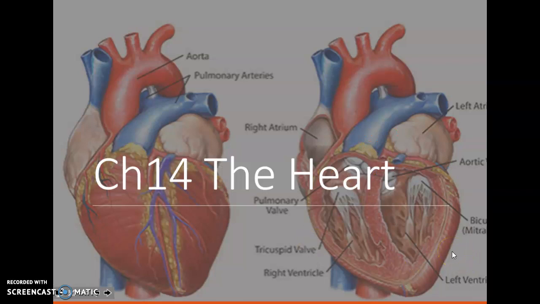Okay, we are going to start with chapter 14, actually. The heart. A lot of people, that's the first thing you think of when you think of the cardiovascular system.